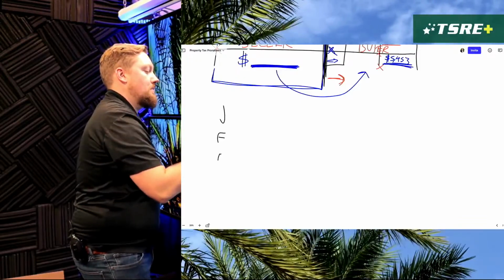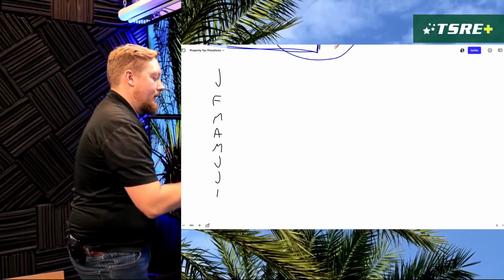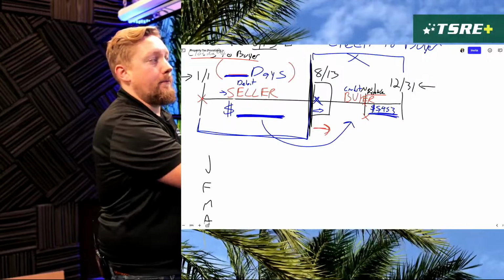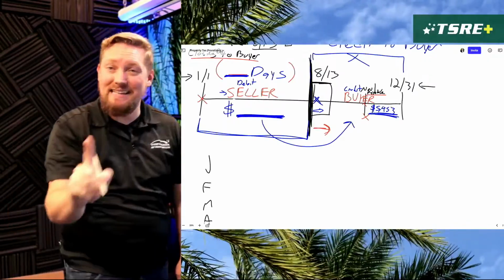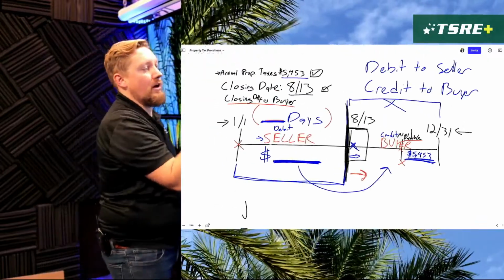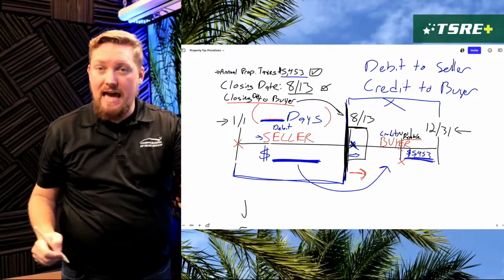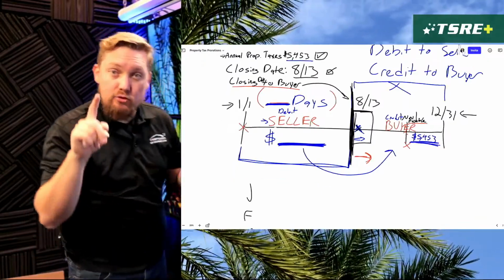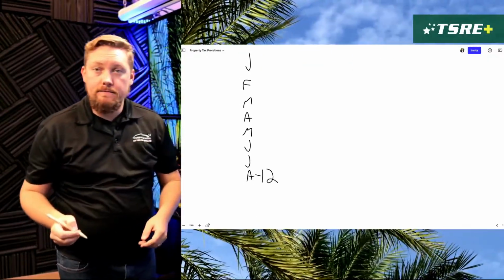So we have January, February, March, April, May, June, July, and we've got August. Now, let's start with August here because we already know what we're dealing with in August because we're only counting up until the day of closing because according to the question, the closing belongs to the buyer. So the buyer's responsible for the taxes for that day of August 13th, meaning we're only going to count 12 days in August.